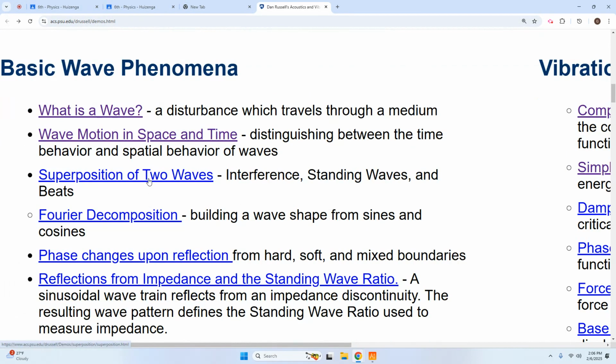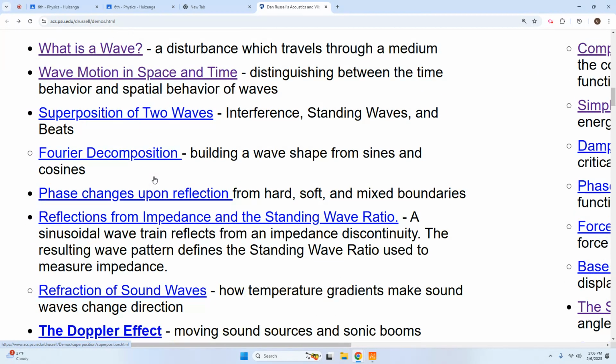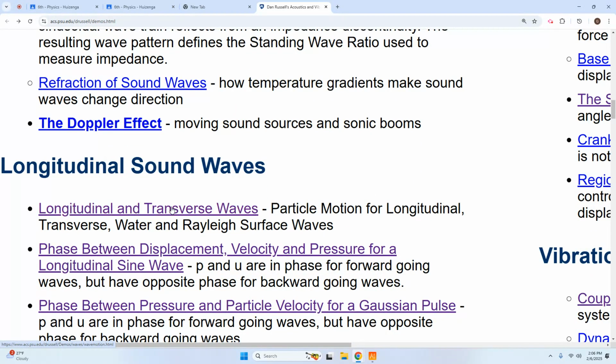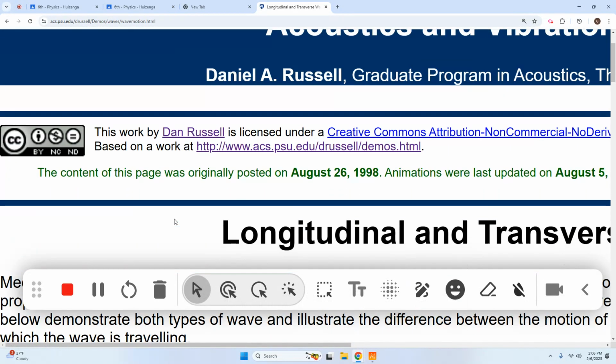Now, there's other things. I'm not going to show you superposition yet. We're going to start looking at what waves can do that particles can't. We'll look at that. Fourier decomposition. All these things are really cool to see. I want to show you really quick something called longitudinal versus transverse.